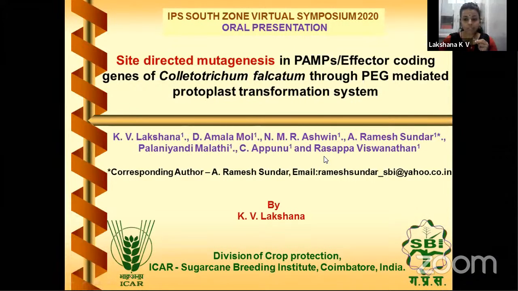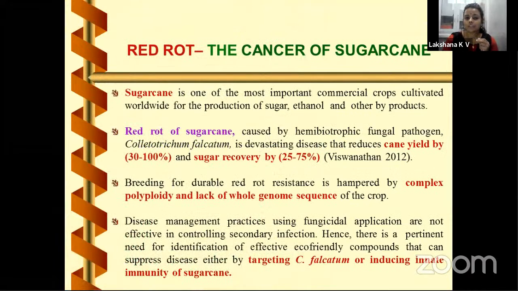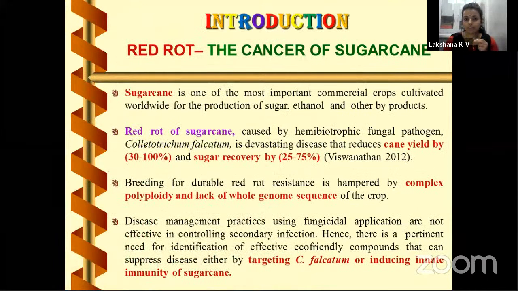So good afternoon, chairman, co-chairman, rapporteurs, and everybody joining with me. Today I'm here to present on site-directed mutagenesis in PAMs and effector coding genes of Colletotrichum falcatum through a PEG-mediated protoplast transformation system. Red rot disease of sugarcane, which is caused by the hemibiotrophic fungal pathogen Colletotrichum falcatum, is a serious threat to sugarcane production in India. So there is a pertinent need for identification of an effective eco-friendly compound that can suppress disease either by targeting C. falcatum or by inducing innate immunity in sugarcane.